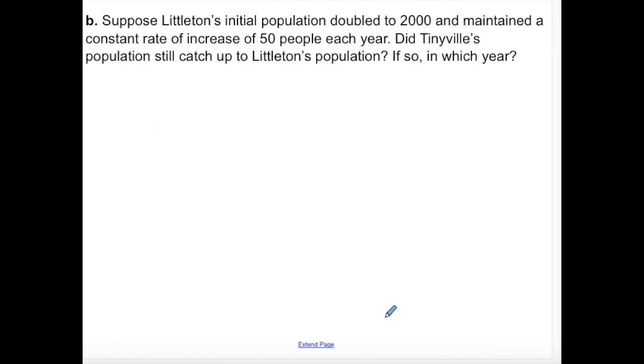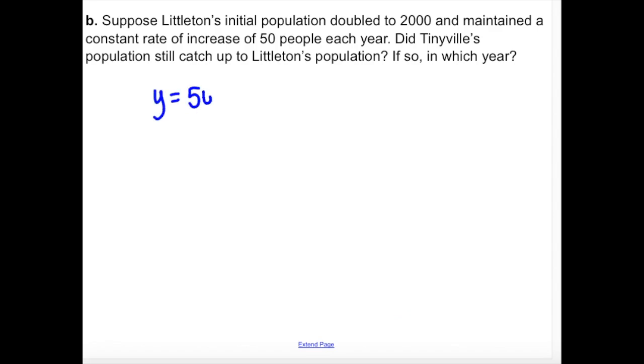So part B. Suppose Littleton's initial population doubled to 2,000, that's the initial, and maintained a constant rate of increase of 50 people each year, just like the beginning. Did Tinyville's population still catch up to Littleton's population? If so, in which year?